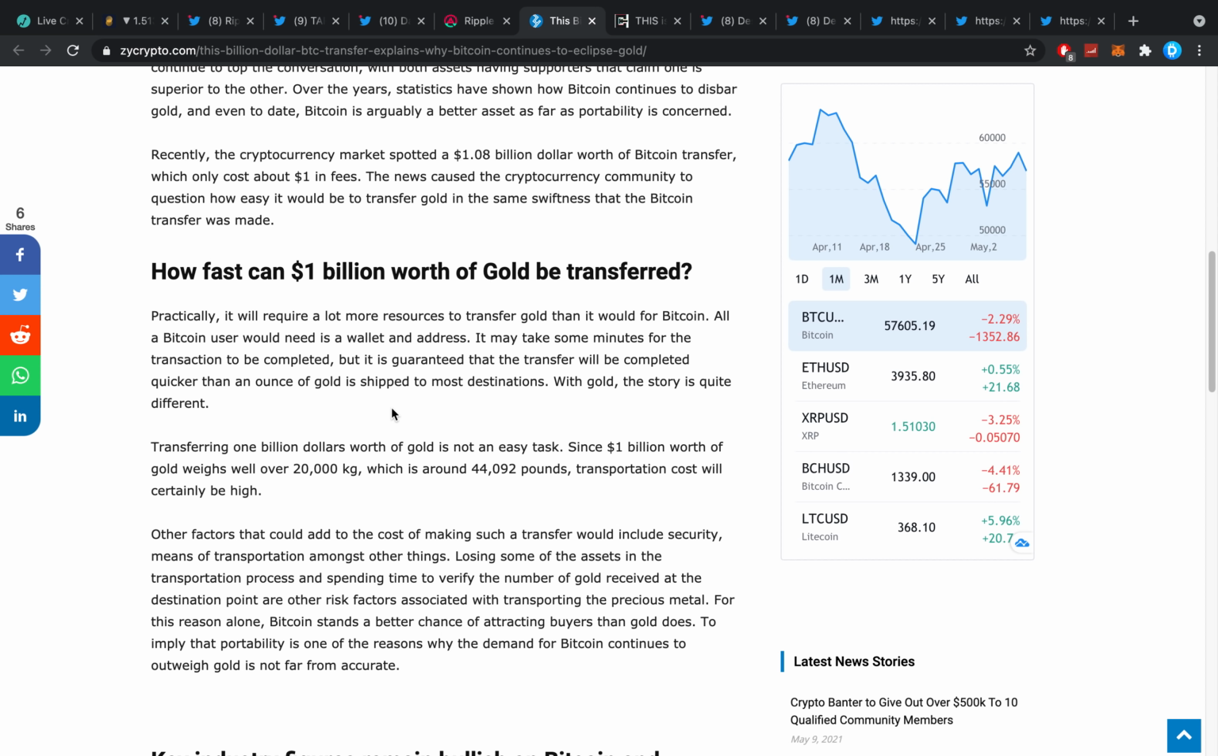You know, $1 billion, how fast can you really transfer that? And it depends. Since gold is really backed in the real world, it's definitely quite difficult because right now $1 billion worth of gold weighs well over 20,000 kilograms or 44.1 thousand pounds. Transportation costs would be extremely high to transfer 20,000 kilograms.